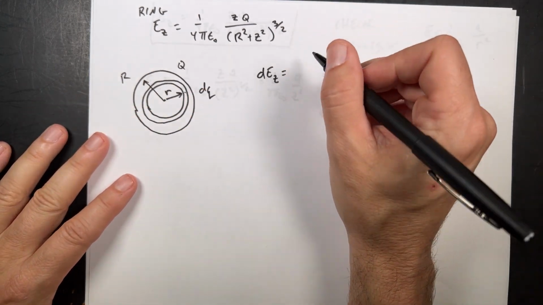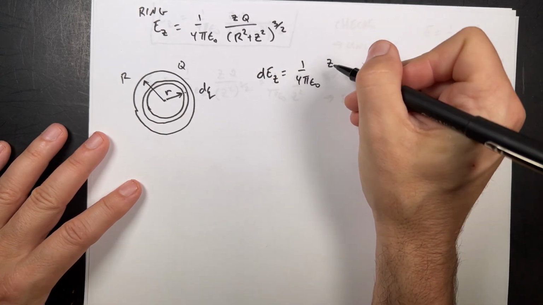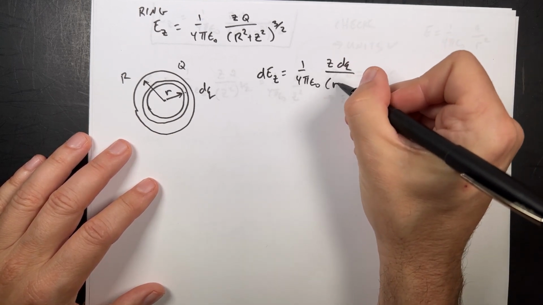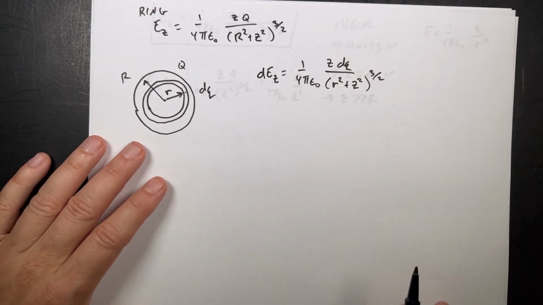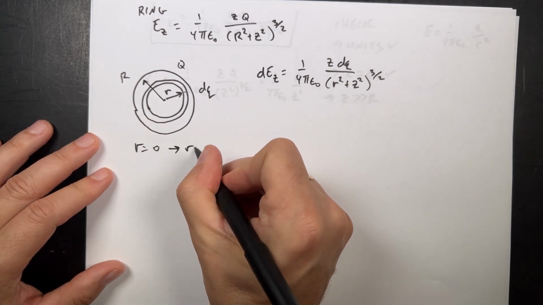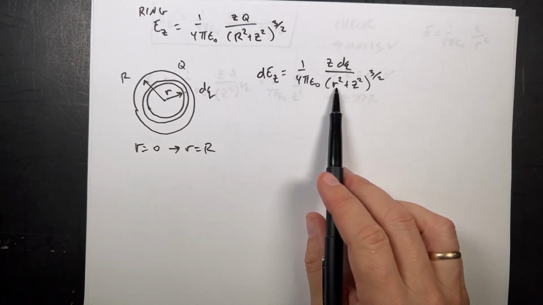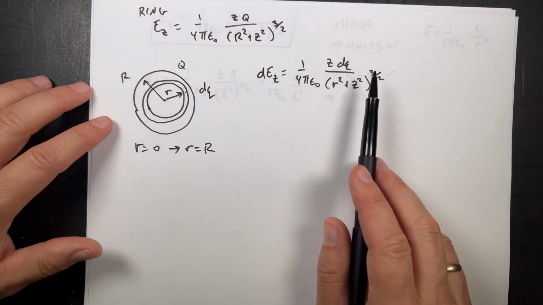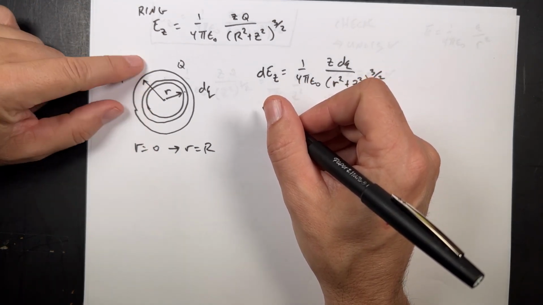So I'm going to say 1 over 4 pi epsilon naught z, it has a charge dq, which we'll need to find, over r squared plus z squared to the 3 halves. And we're going to add up from r equals 0 to r equals R, so we're going to integrate over r. We have an r in there, but we need to get rid of the dq, so we need to get dq in terms of dr. So let's imagine that the charge is uniformly distributed.